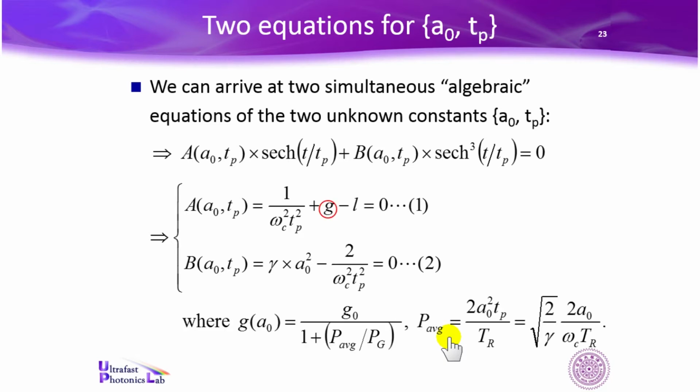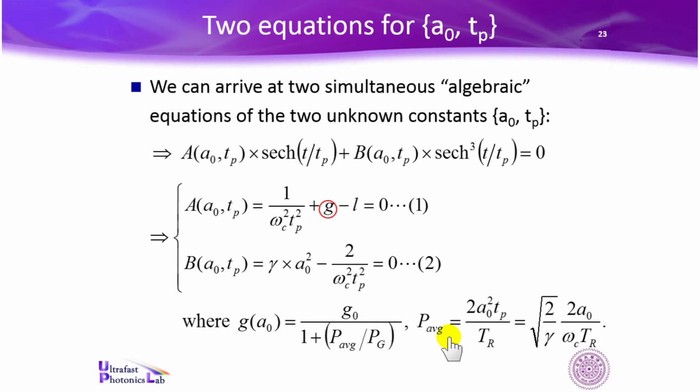But be careful. G is the constant gain. It is not an independent coefficient. It's actually a function of A0. Remember, the governing equation of constant gain is the small signal gain G0 over 1 plus average power over saturation power. G0 and the saturation power are two given constants. You have to know them in advance. Okay? But the average power is not. The average power is not a given constant.